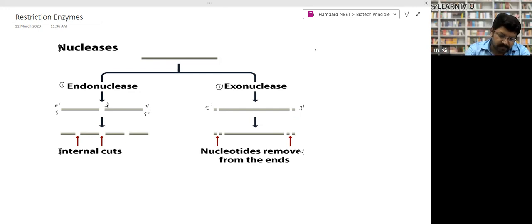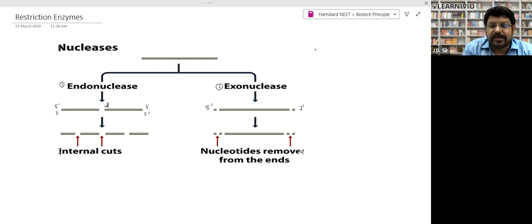I do agree. They recognize the base sequence and then make cuts at specific parts. They recognize this DNA sequence and then make cuts at the specific sequences. Exactly, that's true. But how do they cut? What do they break in DNA when they cut? They break the DNA backbone. Sugar phosphate bond. Exactly.